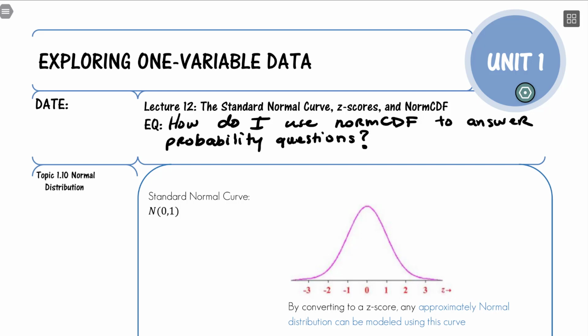This is all about the standard normal curve, z-scores, and the calculator function called normalcdf. Our essential question for today is: how do I use normalcdf to answer probability questions?